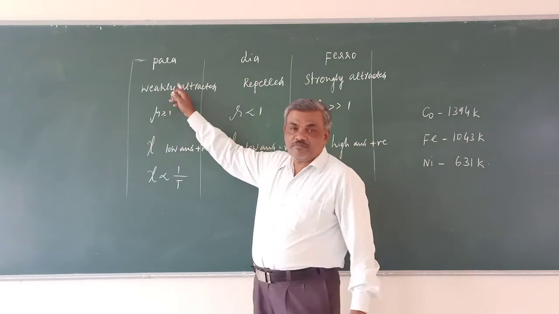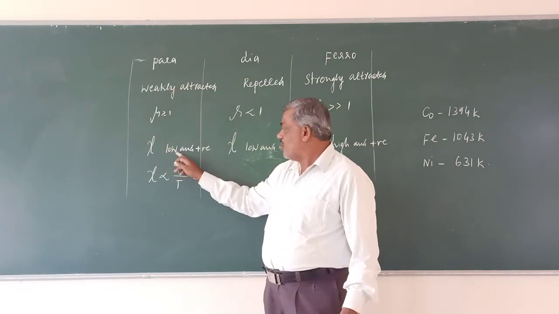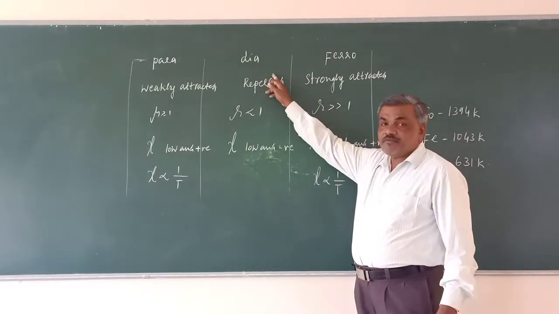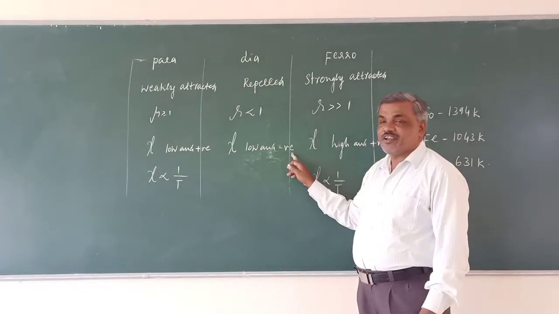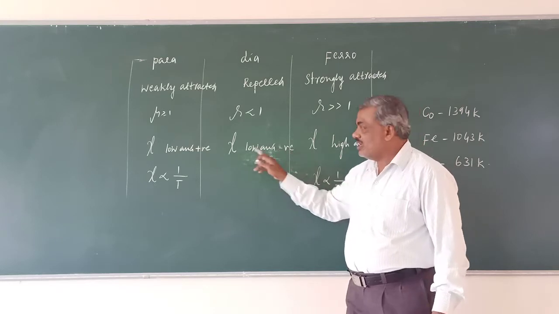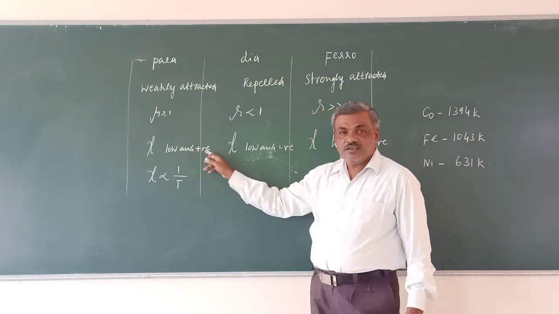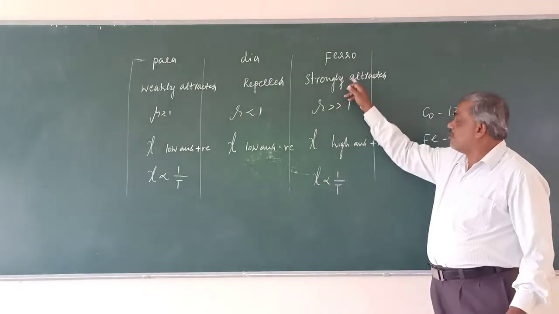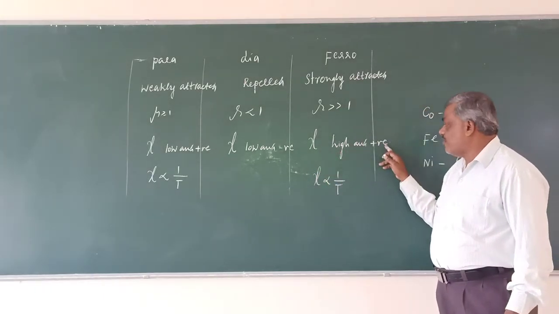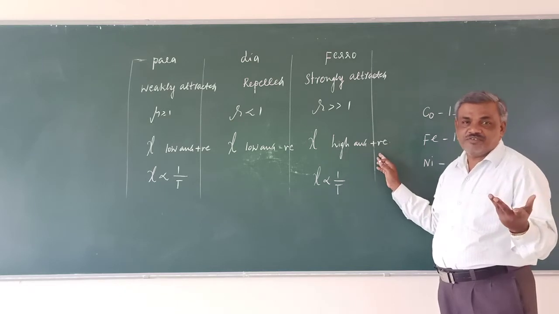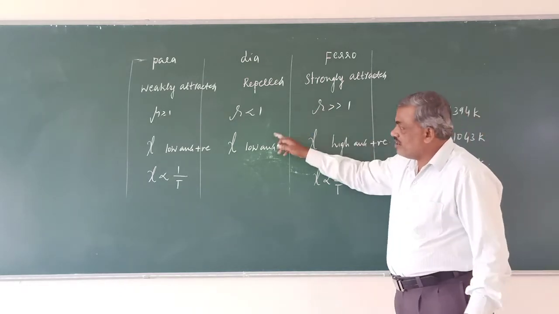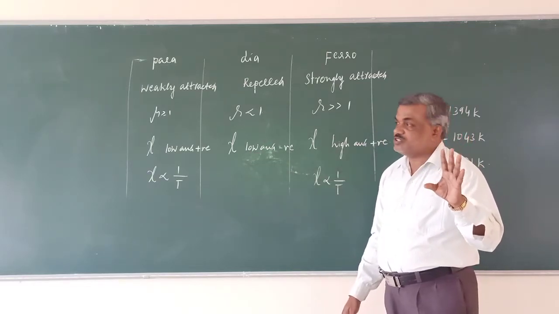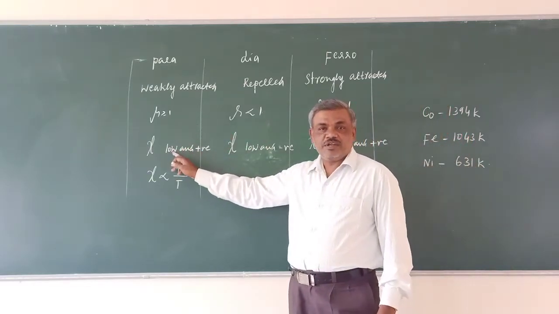The susceptibility of paramagnetic substances is low and positive. The susceptibility of diamagnetic materials is low and negative. Low and positive for para, low and negative for dia. The susceptibility of ferromagnetic materials is high and positive, or large and positive. So this is the second point and the third point. These are very important for the examination: permeability and susceptibility.